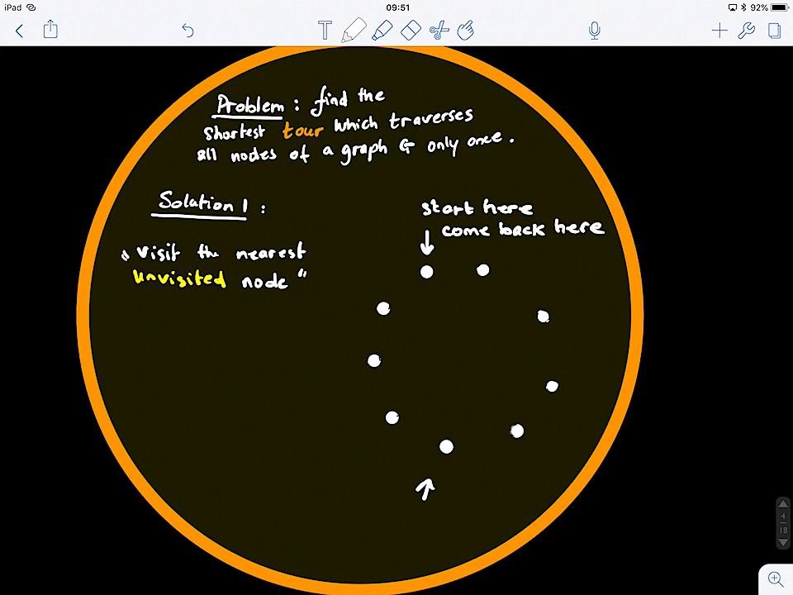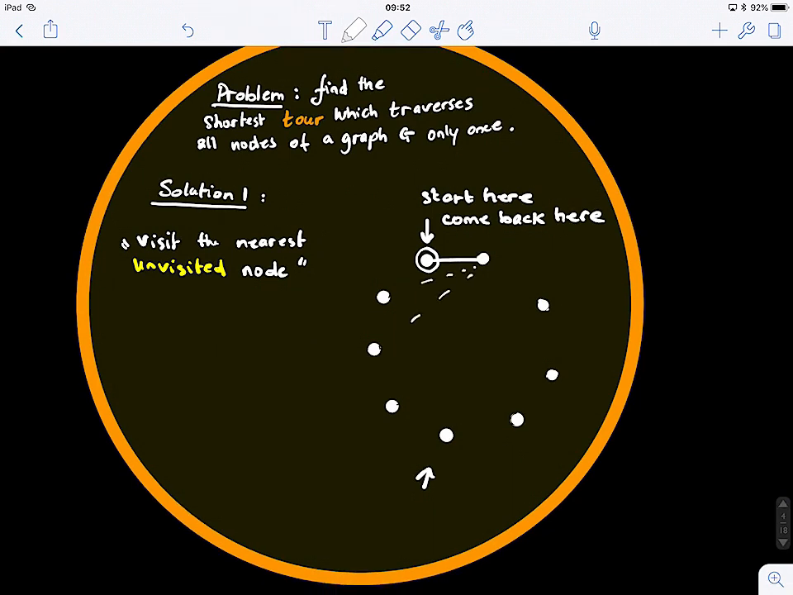So let's start, for example, from this node right here. The nearest node, that we go this way, okay? We have two different choices. And then I'm gonna look at the distance between this node and all other nodes, right? And actually the closest one, you can see it's just this one, right?